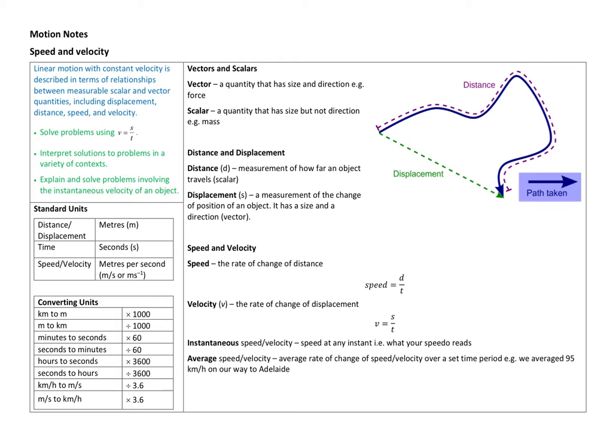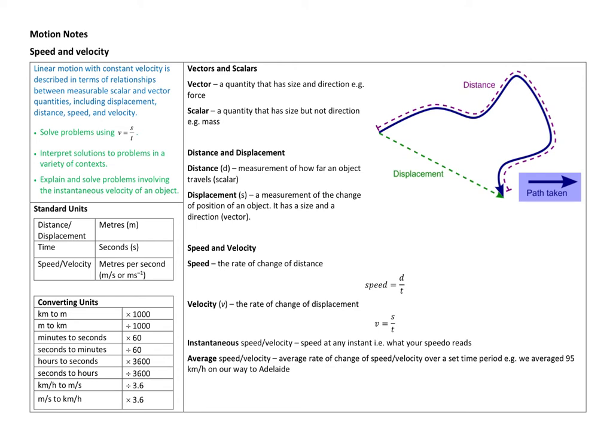A typical example, and these are just very rough figures: if you're going to drive to Adelaide from, say, Tumby Bay, but it's similar for most places on Eyre Peninsula, it's going to be about a 600 kilometre distance travelled. You're going to have to go up through Port Augusta and then back down to Adelaide. The displacement between Tumby Bay and Adelaide is only about 250 kilometres, roughly due east. That's how much your position has changed when you go from Tumby Bay to Adelaide.